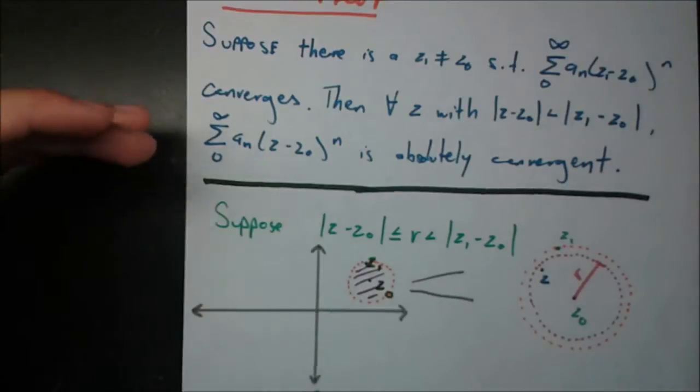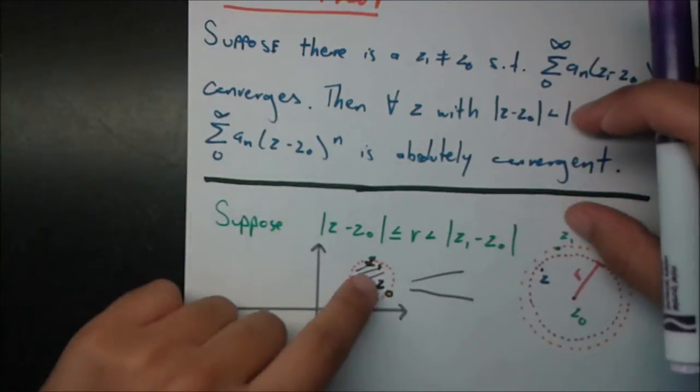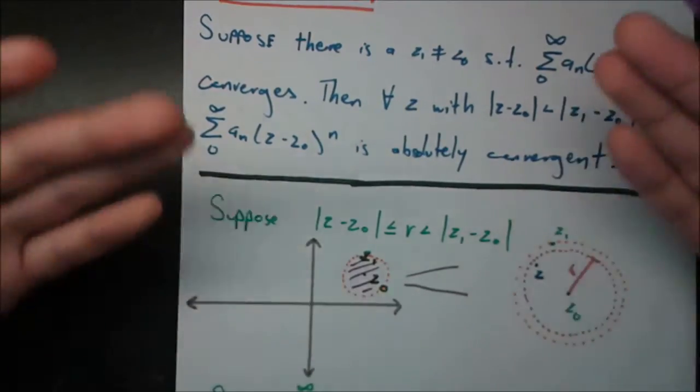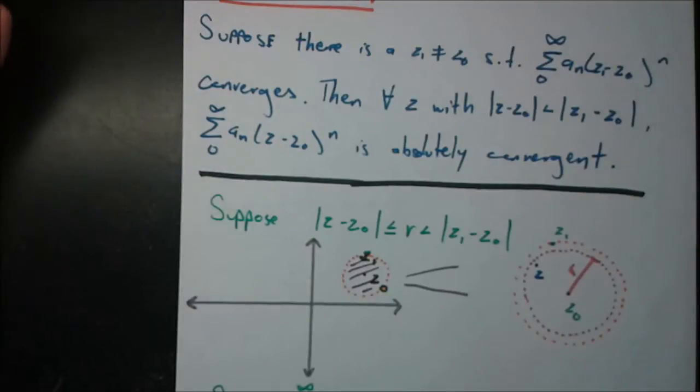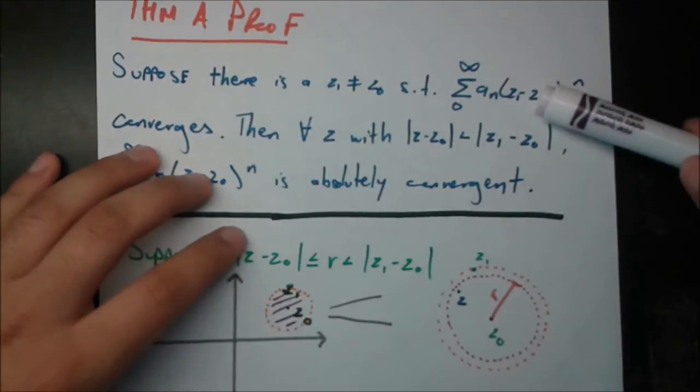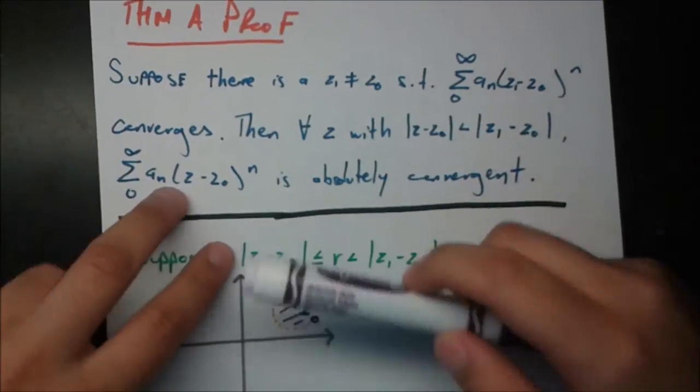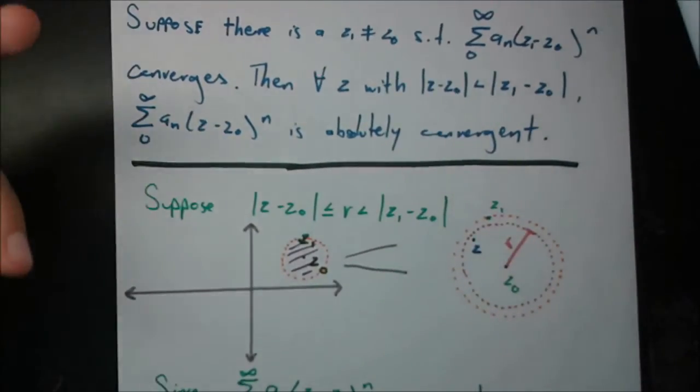So now we kind of see why this might be true, because now we're taking a smaller distance and we're adding it over and over again. So it seems like that should be convergent because that's smaller than the sum here. So if this sum converges, that sum should converge. But nonetheless, we need to prove it.